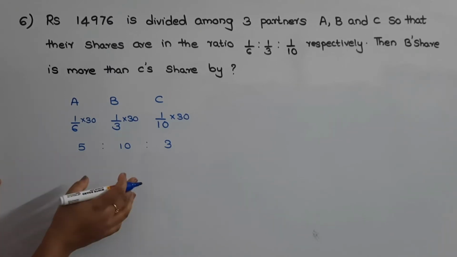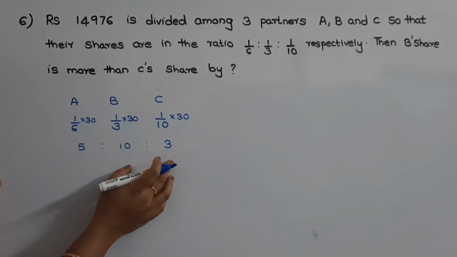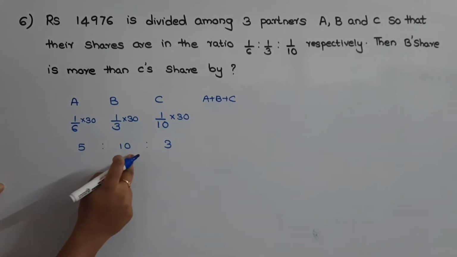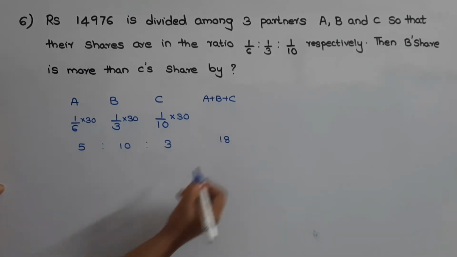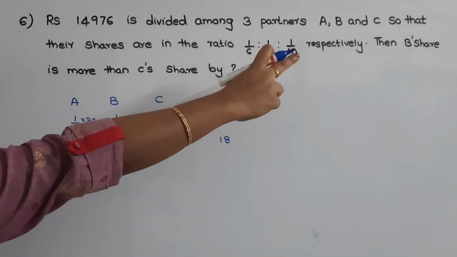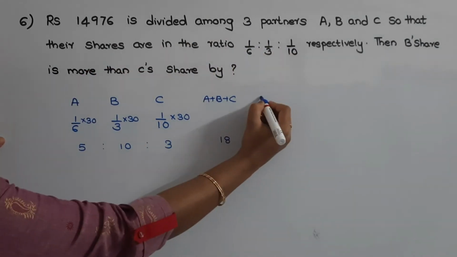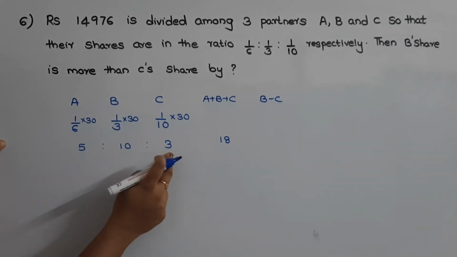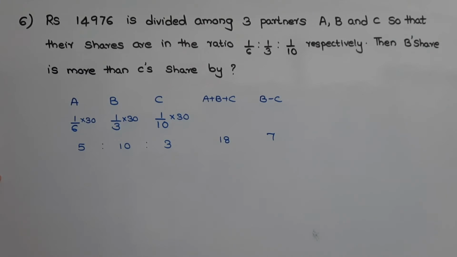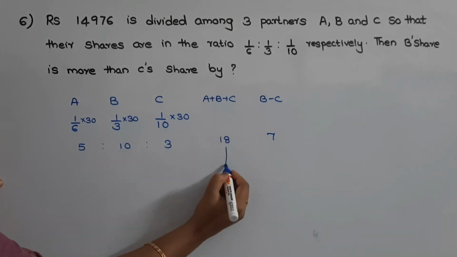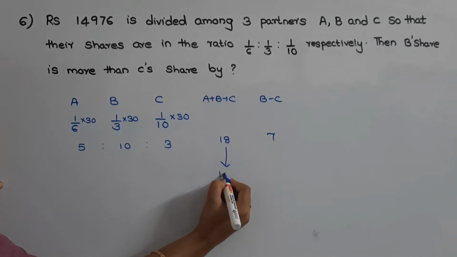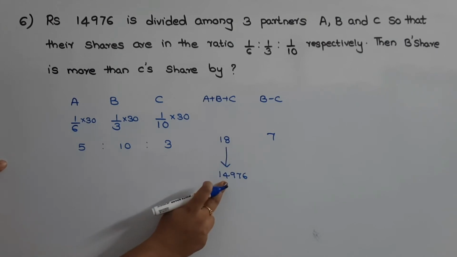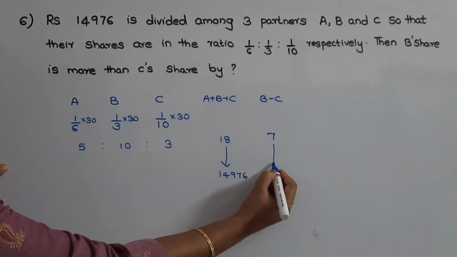In the question the total amount of the share is given as 14,976. So let us find out the total of the ratios. The sum of the ratios will be equal to 5 plus 10 plus 3, that is 18. We need to find out the difference between the shares of B and C. The difference between the ratios of the shares of B and C is 10 minus 3, that is 7. So we can represent this 18 as the total amount, that is 14,976. If 18 can be written as 14,976, what will be the value for this 7?